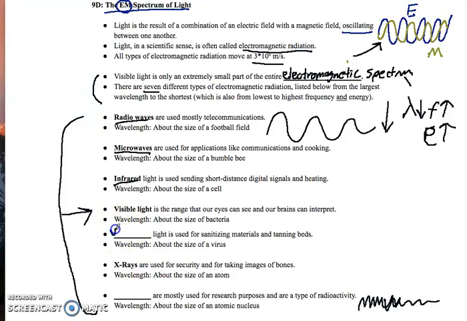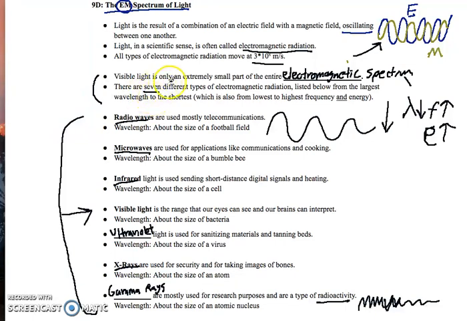The next one is ultraviolet light, used in sanitizing materials and tanning beds. The wavelength is about the size of a virus, so really small. X-rays are used in security and taking images of bones. The wavelength is even smaller, about the size of an atom. And the last one, gamma rays. Gamma rays are mostly used for research, and they're technically a type of radioactivity, and we'll get into exactly what that is later. Their wavelength is about the size of not even an atom, but just the atom's nucleus.